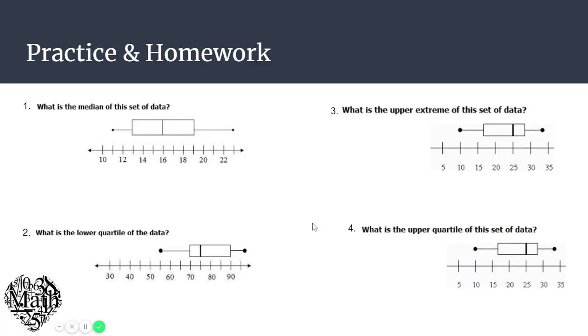For homework tonight, you have 4 problems. Just read the directions and figure out what the answer is. So number 1 is talking about the median. Number 2, what is the lower quartile given the graph? Number 3, what is the upper extreme? And number 4, what is the upper quartile? We will review the solutions to these problems tomorrow.